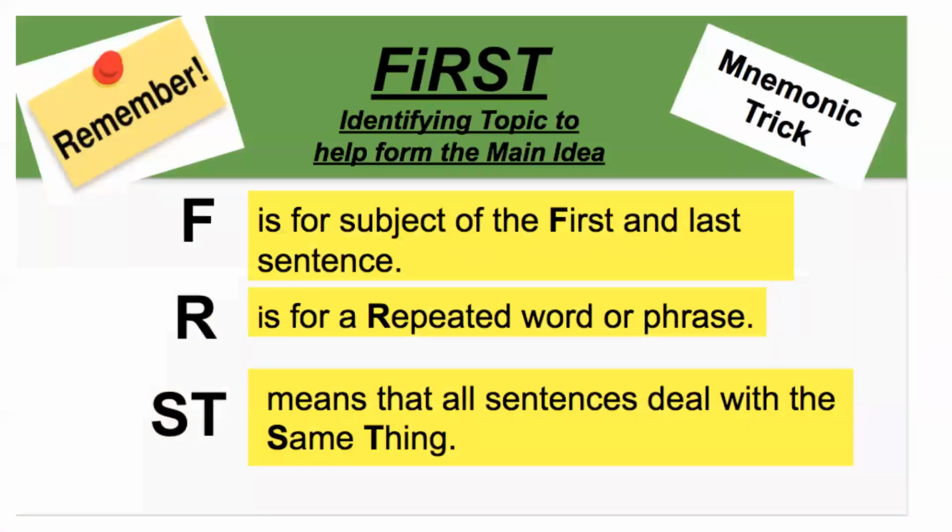So we're going to go back and review what we talked about trying to identify the topic. That is our mnemonic trick. F is for subject of the first and last sentence. R is for a repeated word or phrase. ST means that all sentences deal with the same thing. So if you're thinking about that paragraph or section of text that we just read, what is it about? What do you think? You're right, blue whales. Let's think about what else it's about.